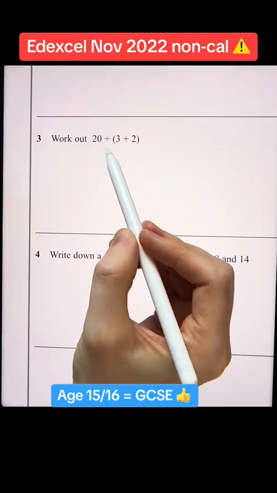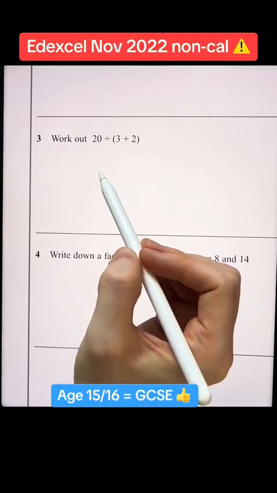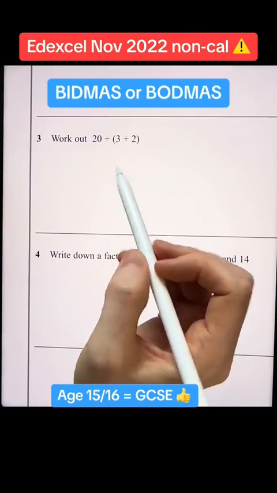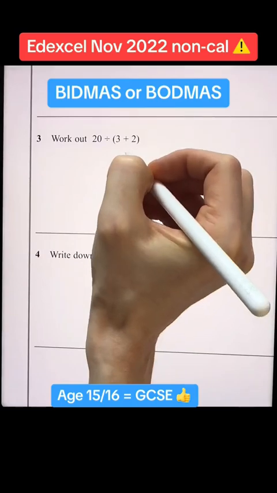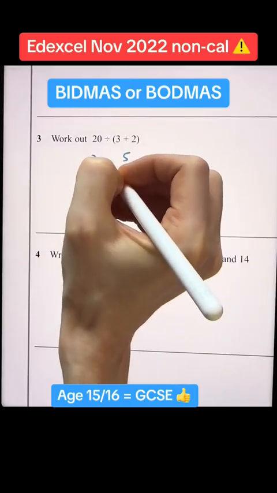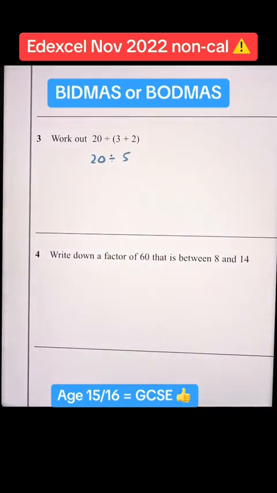Work out 20 divided by, in single brackets, 3 plus 2. Applying our rules of BIDMAS or BODMAS, we always do the brackets first. Here, 3 add 2 gives us 5, and then 20 divided by 5 equals 4.